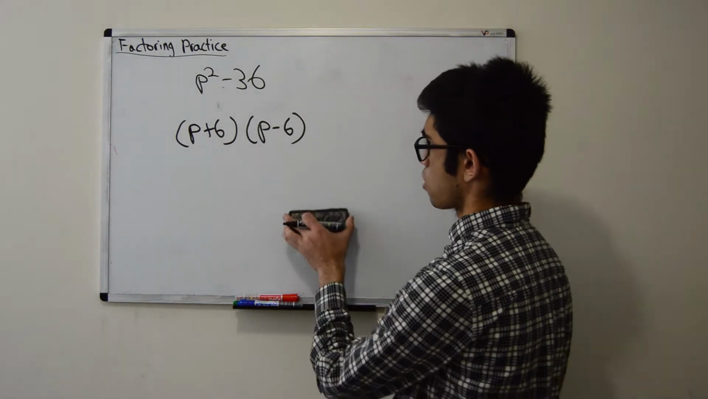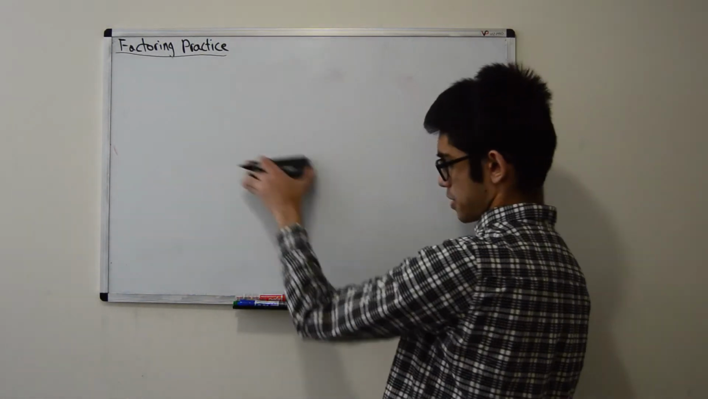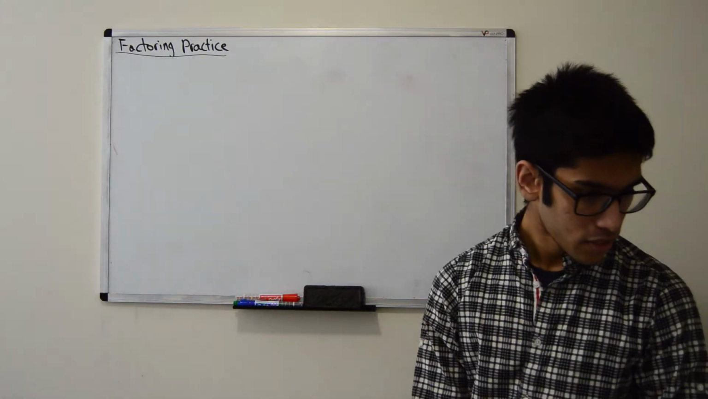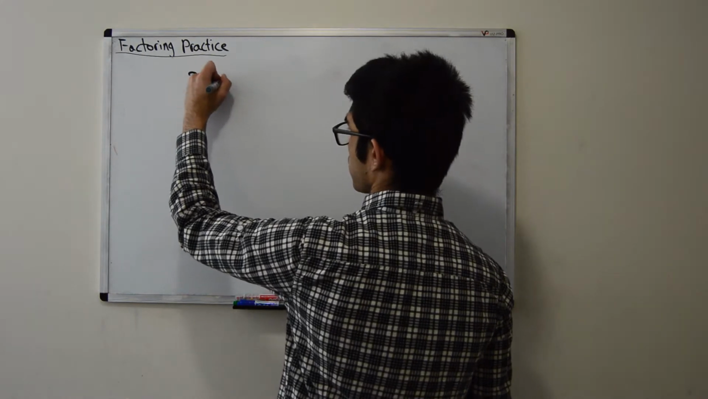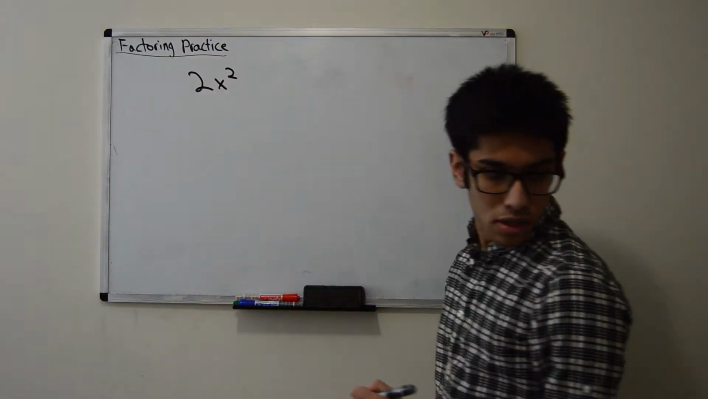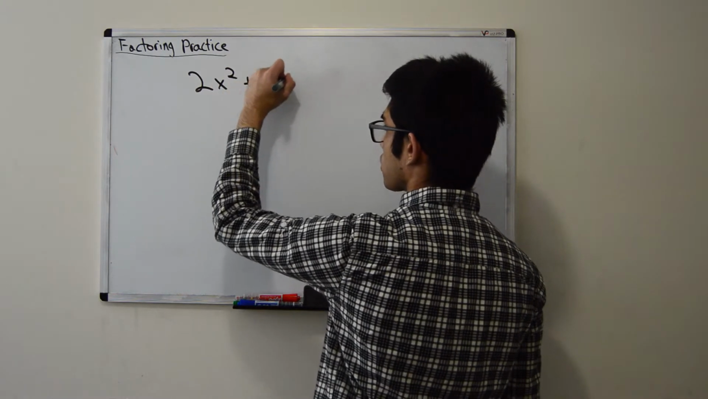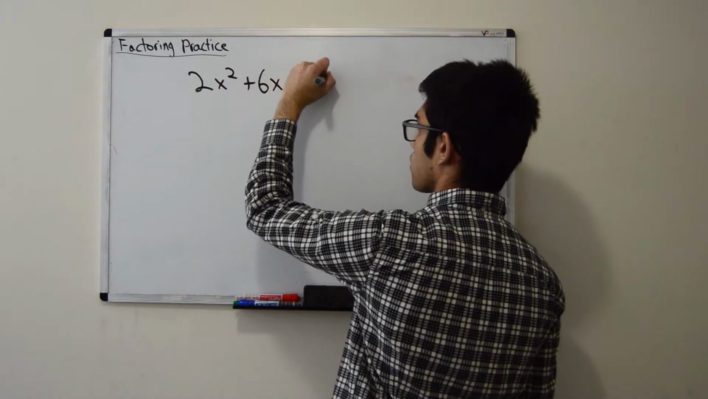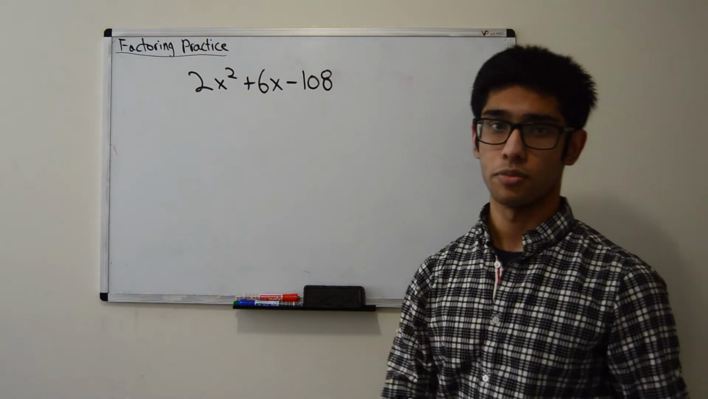Okay, so let's do a more difficult problem. More difficult as in, it's not a special case. I have 2x squared plus 6x minus 108. So here we have a trinomial.